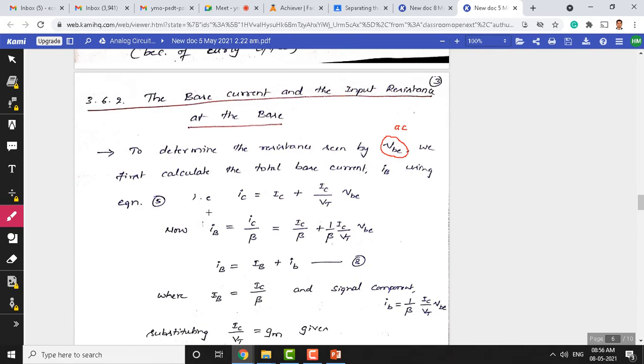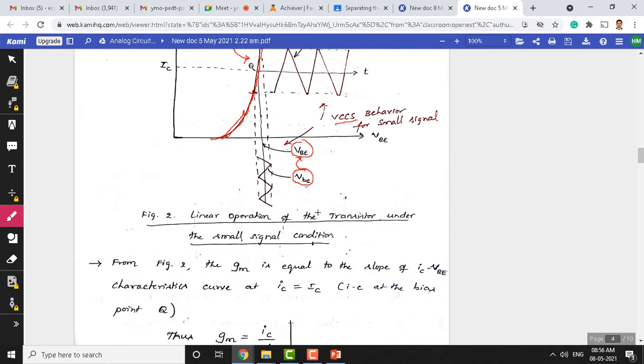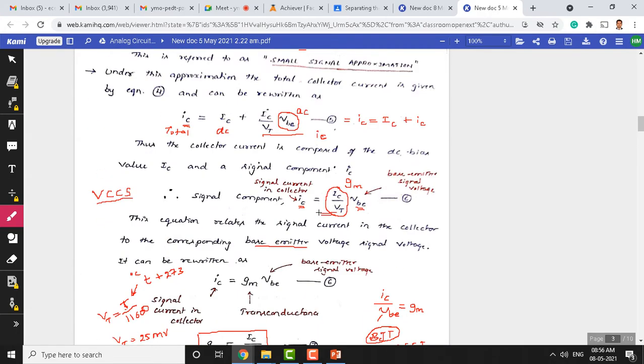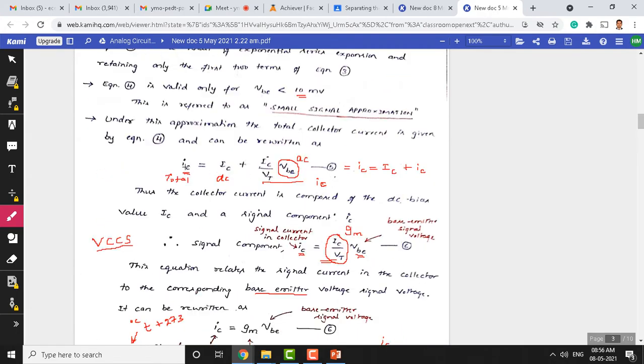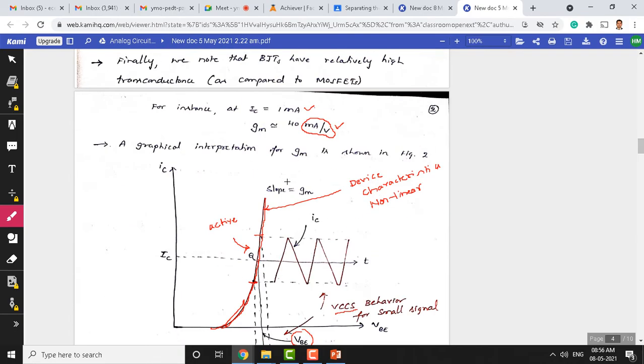So from equation 5, let me show you equation 5 where we have that. Look at this equation 5. This is the total collector current. We have already shown this. This is the DC collector current, and here we have an AC collector current, capital IC by VT into VB. This is the total collector current. I will take the same expression to derive the base current expression here.